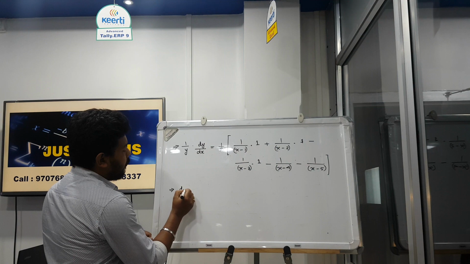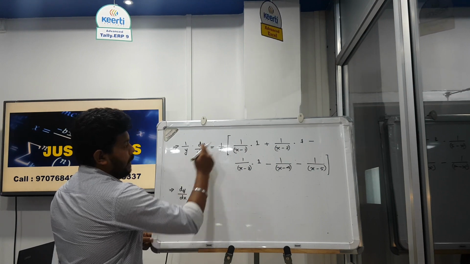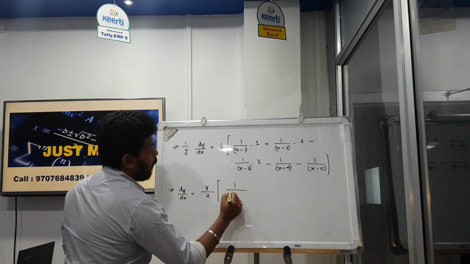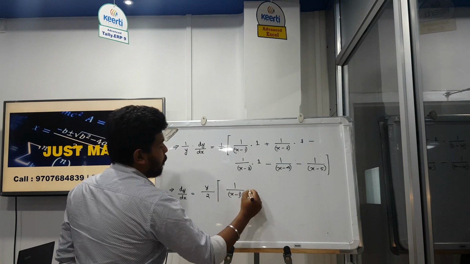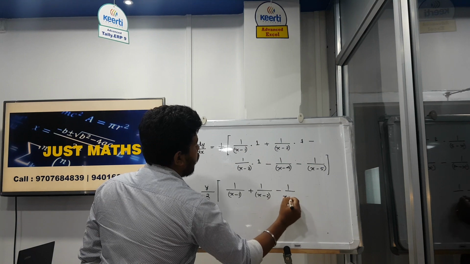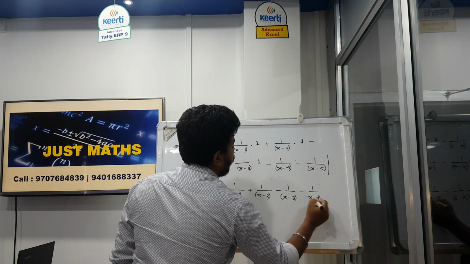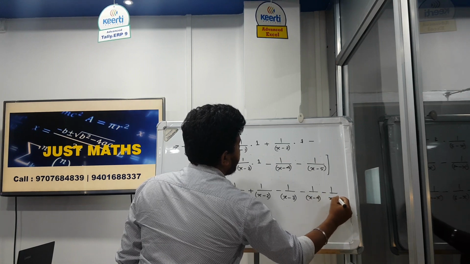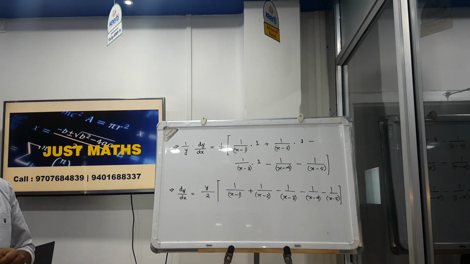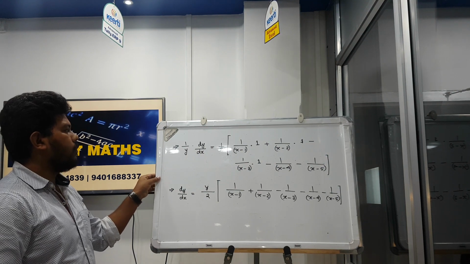Therefore, your dy by dx is equal to y gets multiplied here, it is y by 2 into 1 by x minus 1 plus 1 by x minus 2 minus 1 by x minus 3 minus 1 by x minus 4 minus 1 by x minus 5. This is your solution. You can check the result from the NCERT book. This is number 2.